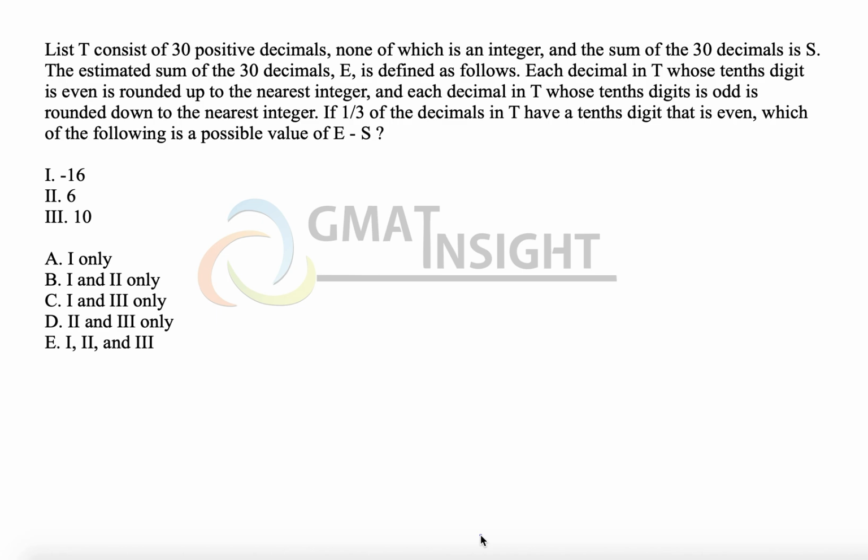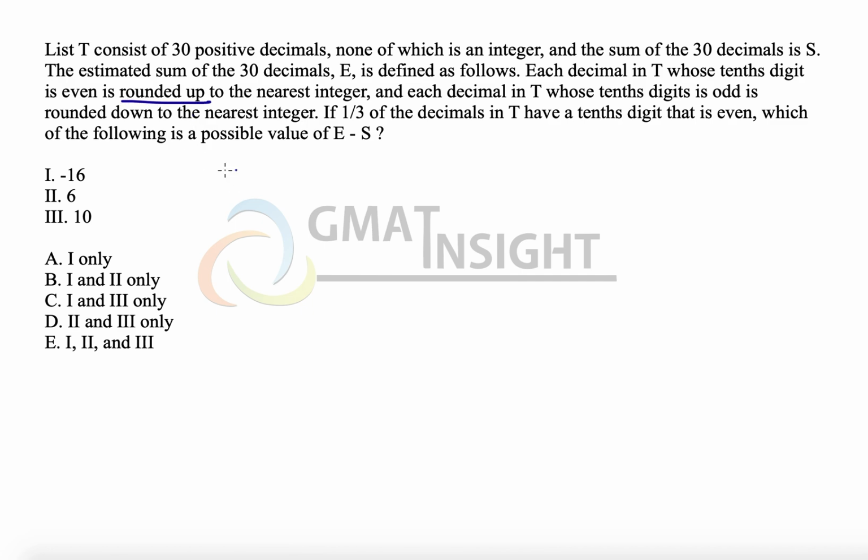List T consists of 30 positive decimals, none of which is an integer. The sum of the 30 decimals in the list is equal to S. The estimated sum of the 30 decimals, E, is defined as follows. Each decimal in T whose 10th digit is even is rounded up to the nearest integer.